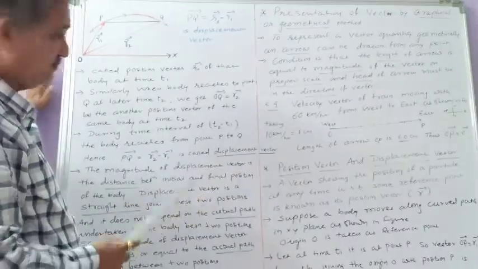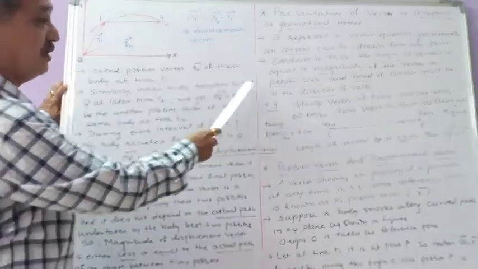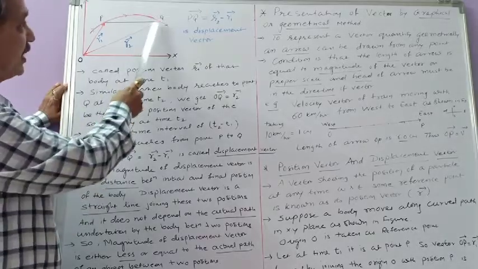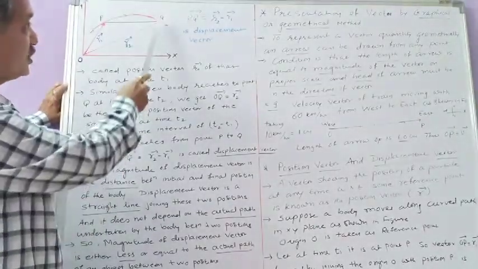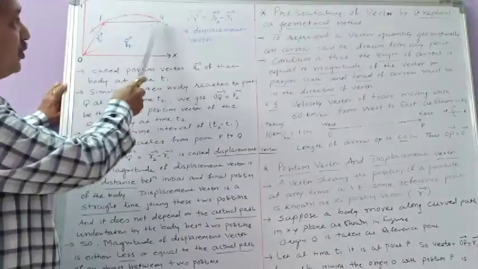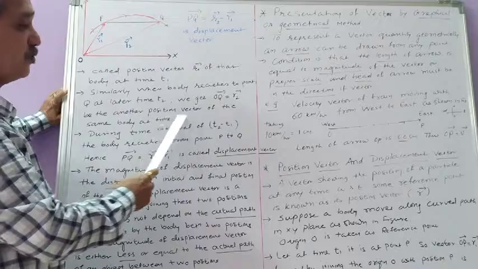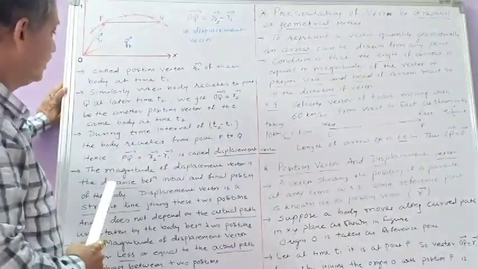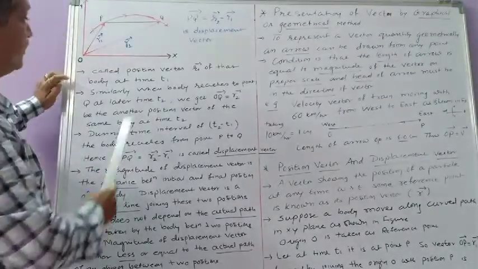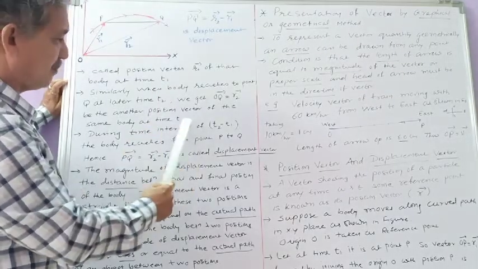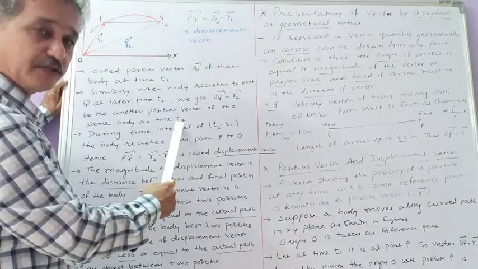Thereafter, at some later time, similarly, when the body reaches another point Q at a later time t2, then again by joining Q with the origin and putting an arrow at point Q, because this point Q shows the position, we get this vector OQ as another position vector of the same body but at another time t2. Now, suppose time t1 is equal to 1.0 second and time t2 is equal to 5.0 seconds.